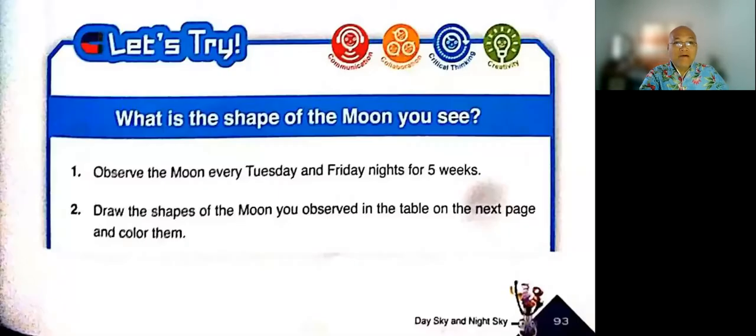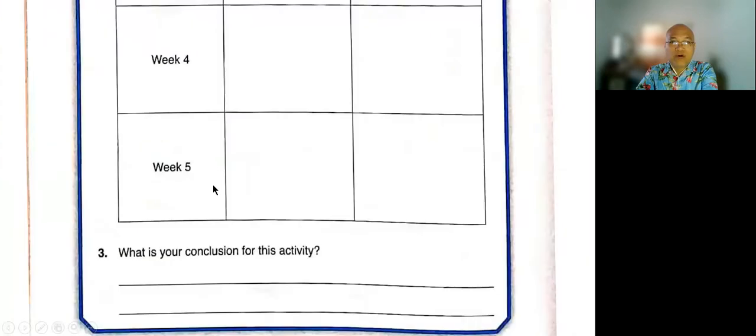Now, I want you to try this one. I want you to observe the moon every Tuesday and Friday night for 5 weeks. It's not easy to do this. Draw the shapes of the moon you observe in the table on the next page and color them. This is Tuesday night, Friday night, week 1, week 2, week 3, week 4, week 5, and you write your conclusion for this activity.